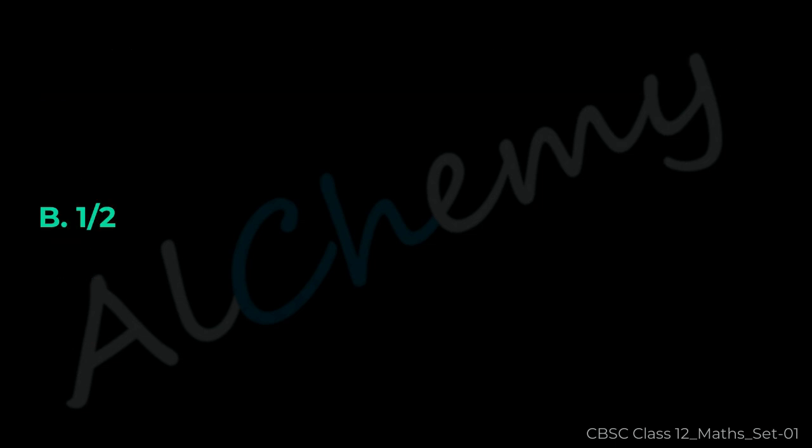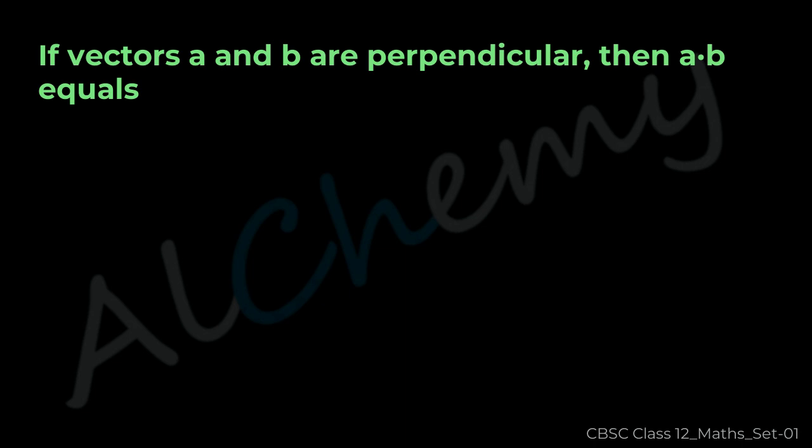Question 27. If vectors a and b are perpendicular, then a dot b equals: A: 1, B: negative 1, C: 0, D: magnitude of a times magnitude of b. The correct answer is C, 0.